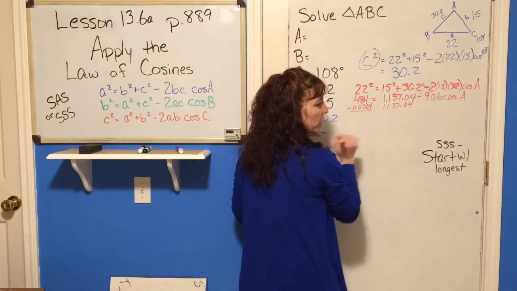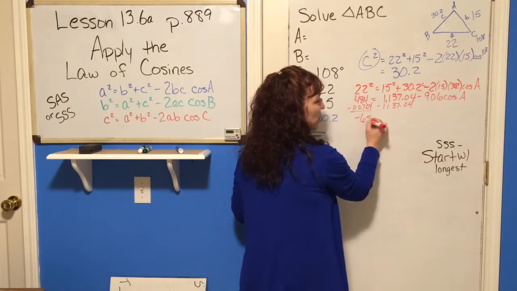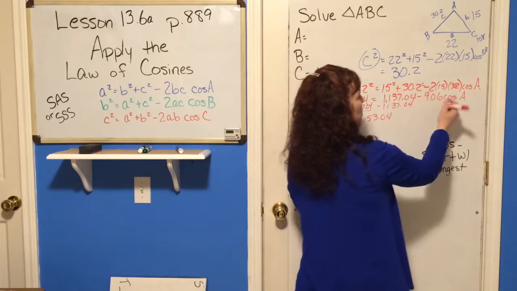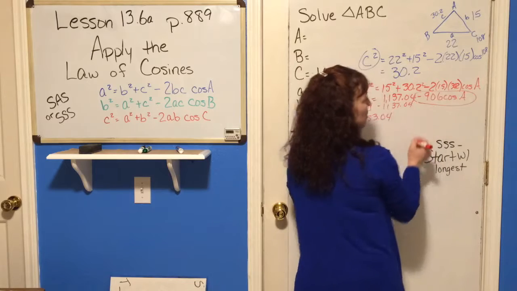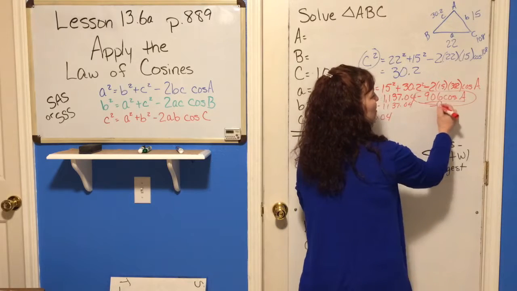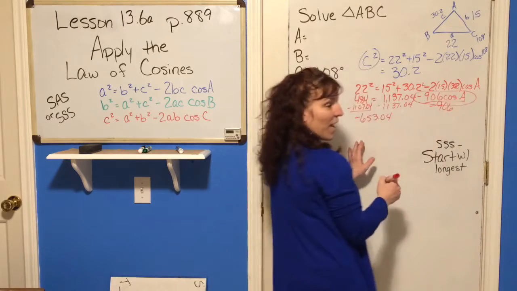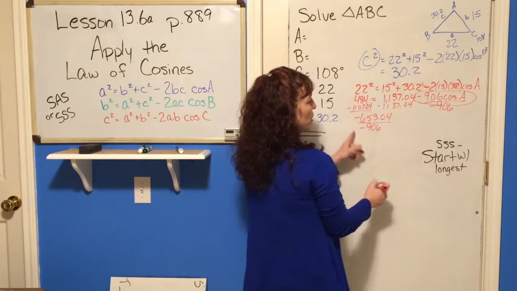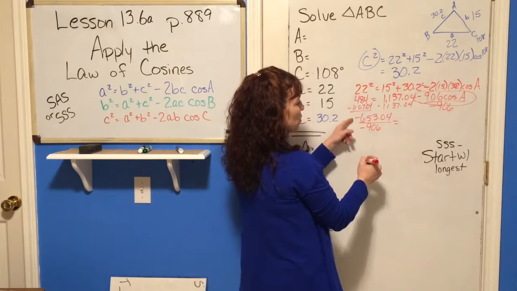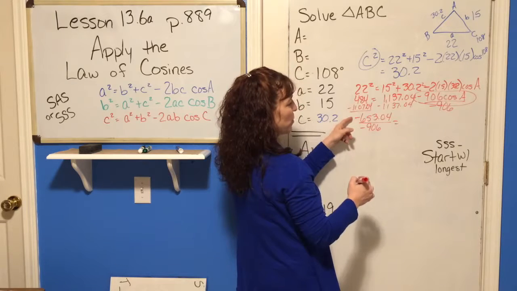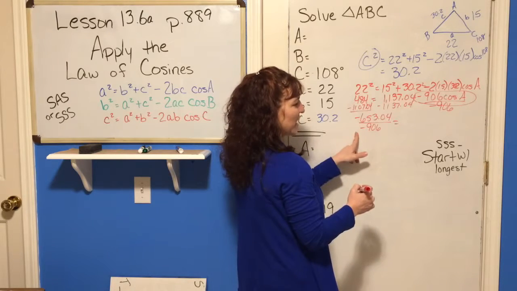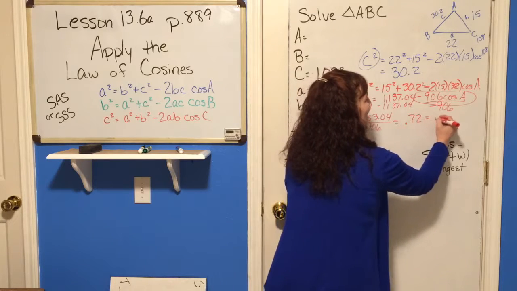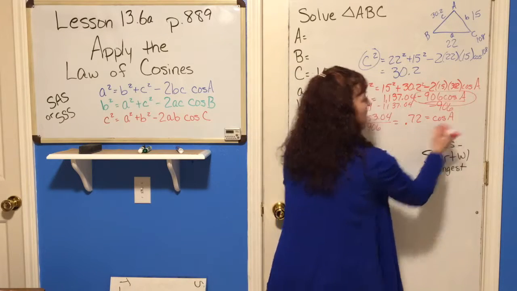All right, and so we end up with what? Negative 653.04, and that equals this. So you're going to divide by negative 906 to get the cosine of A by itself. So when you divide that, negative 653.04 divided by negative 906, you get 0.72, and that equals the cosine of A.